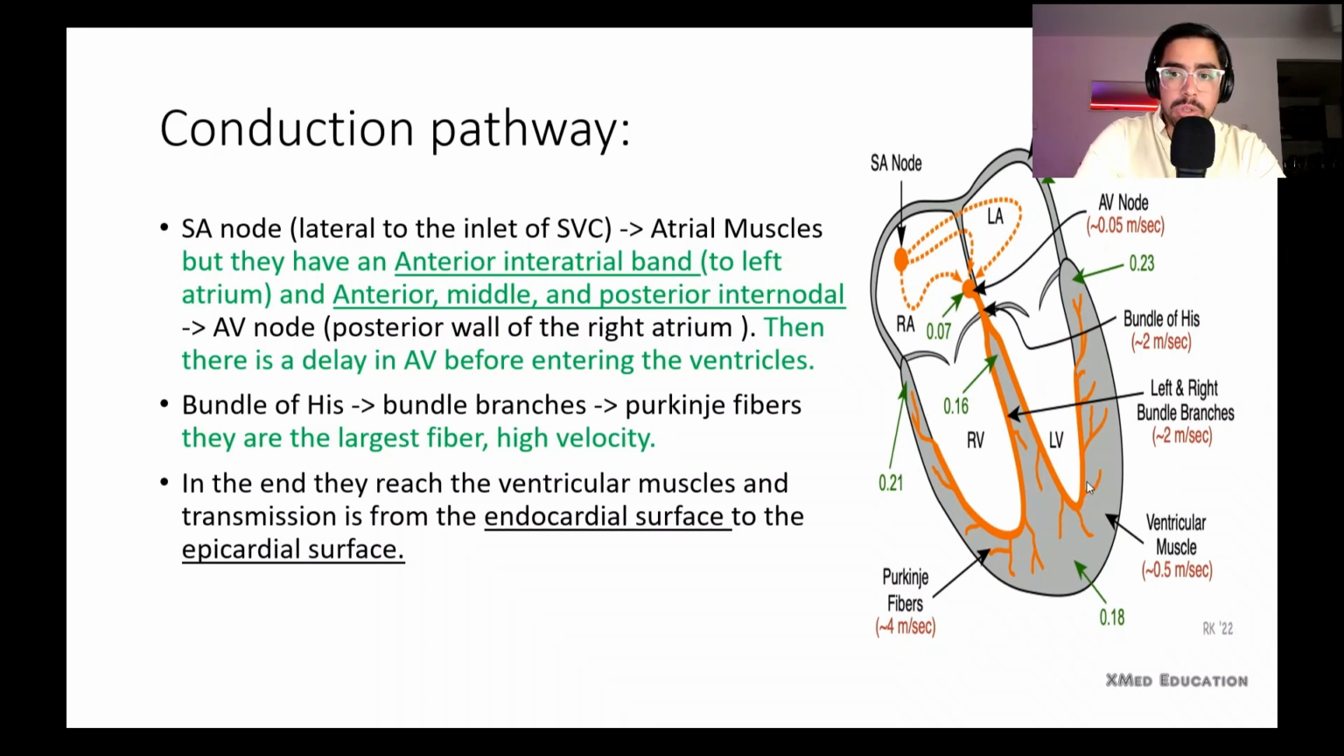And this is important in case of, for example, myocardial infarction. When someone has a myocardial infarction, it means some part of their heart doesn't receive blood, and that part will necrose. So we don't see this transmission from the inside to the outside. So in the ECG we see some difference because of that. So this is about the conduction system.